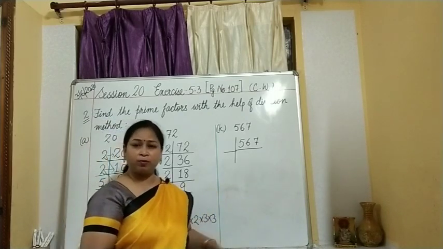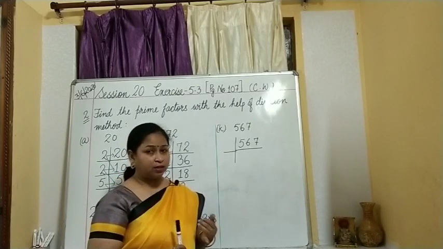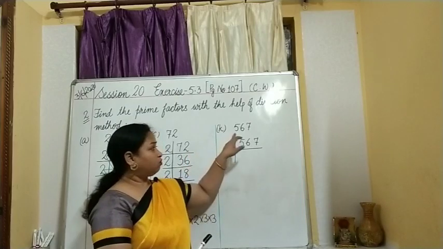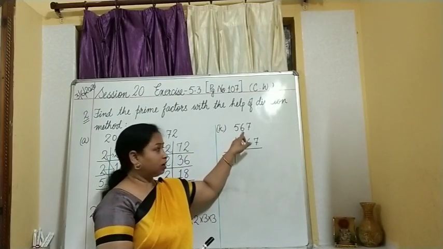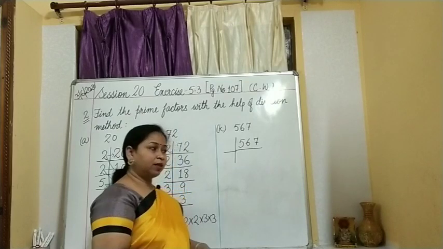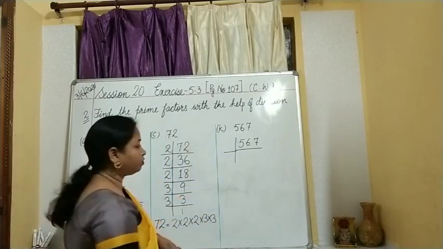What is the next prime number? 3. And what does the divisibility rule tell us? We can take the sum of the digits. Let us check the sum of the digits. 5 plus 6, 11, 11 plus 7, 18. 18 is divisible by 3, isn't it? That means 567 is divisible by 3.